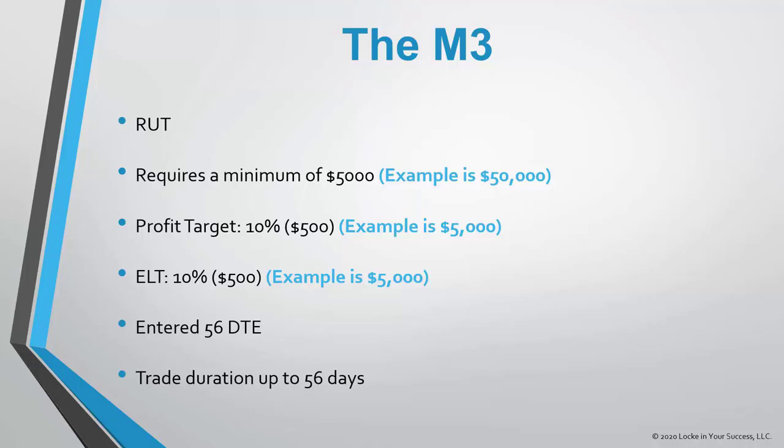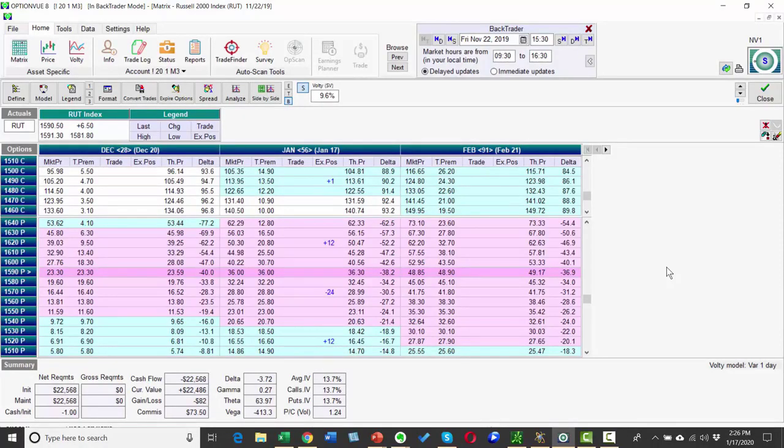Now this strategy is one of our more advanced strategies, but if you've been following along with the past winning trade examples, you should be able to pick it up quite quickly. Now our position is entered 56 days to expiration, and the trade duration can be up to 56 days if we take it into expiration. So the example we're going to be doing today is for the January 2020 expiration cycle. If we take a look at our analytical software here, it is Friday, November 22nd, 2019. That is 56 days to expiration for our January trade.